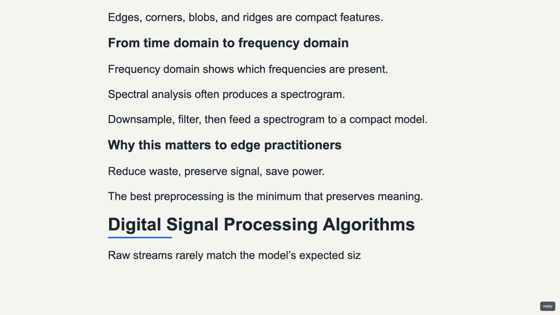Edge sensors almost never produce data in the exact form a model wants. The first task is to make the stream usable by handling its rate, shape, noise, and timing before any prediction starts.